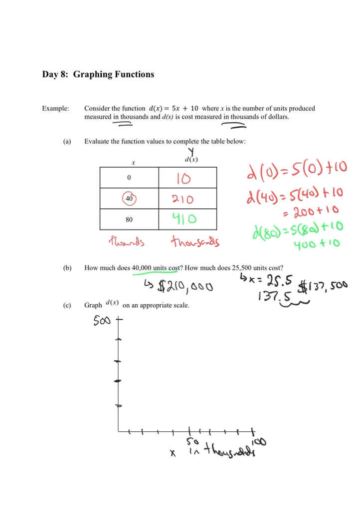So let's plot these points, 0, 10. Remember, that's 100, 200, and so on. So the 10,000 would actually be down here, pretty close to the bottom. And then 40,000, that's here, would be 210, so a little above the 200. And then 80 would be out there, and that would be up to 410,000, so just a little bit above the 400. I think we're looking like that, and those line up pretty good.